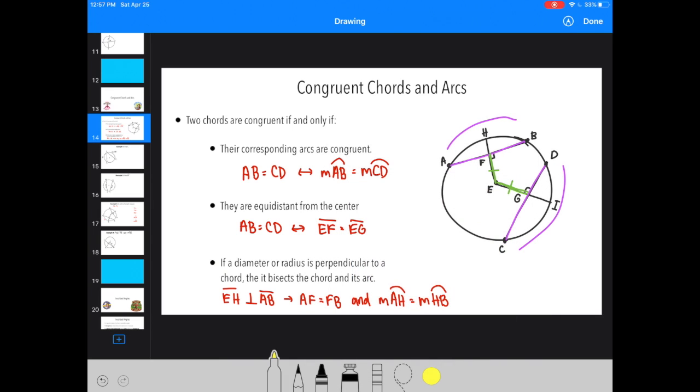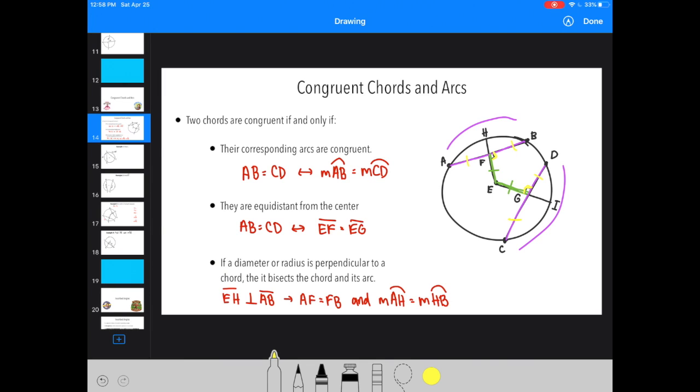Okay. And finally, if AB and CD are congruent, we can claim that the diameter or radius is going to be perpendicular to the chord. Okay. And because of that relationship, that they're perpendicular, it's going to divide that chord into two equal parts. So AF is going to be congruent to BF, and CG is going to be congruent to DG.